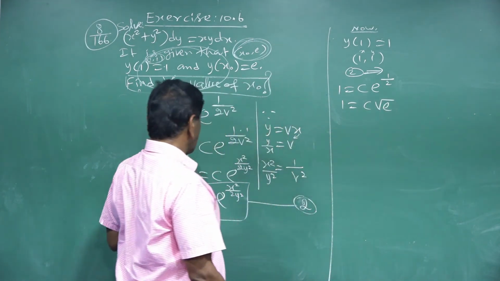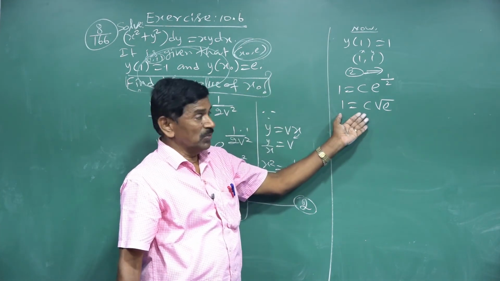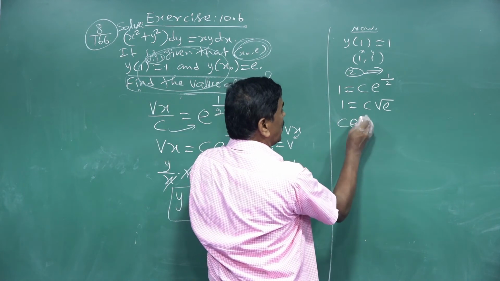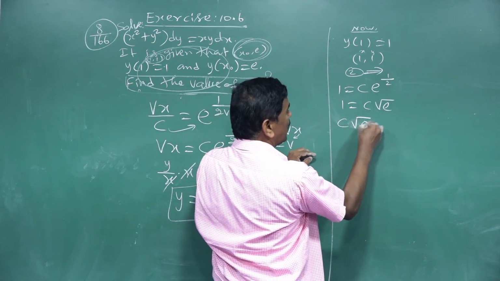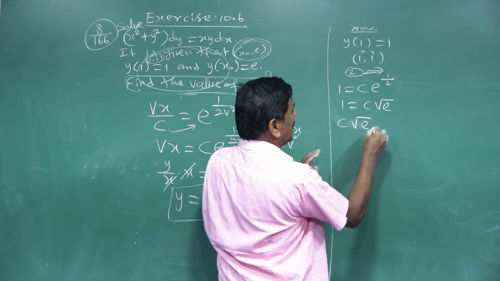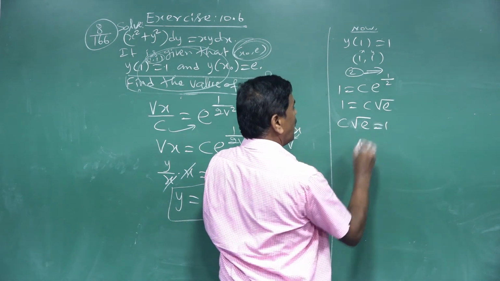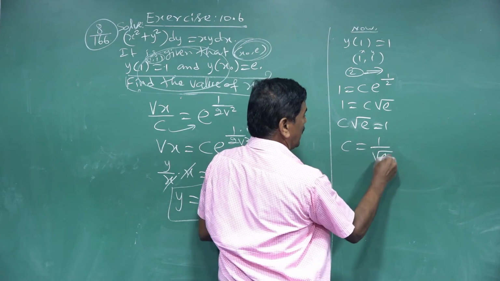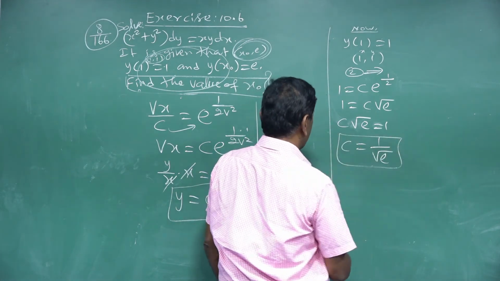Now using the first condition, I want to find the c value. For my convenience, reverse it. That is, c into root e is equal to 1. Now make c equal to something. Yes, c is equal to 1 by root e. That's all. The c value is ready.